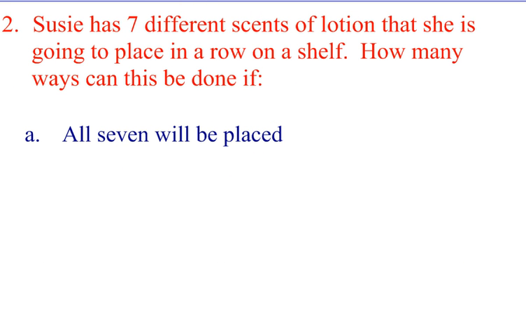So now to apply this, hopefully you see in your notes on the very top where it says, after our definitions of permutation and combination, it says on calculator. And that would be how we're going to do some of these. So we'll use our calculator for these when we can. This problem, first though, you always want to ask yourself if it's a combination or a permutation. So it says Susie has 7 different scents of lotion that she is going to place in a row on a shelf.